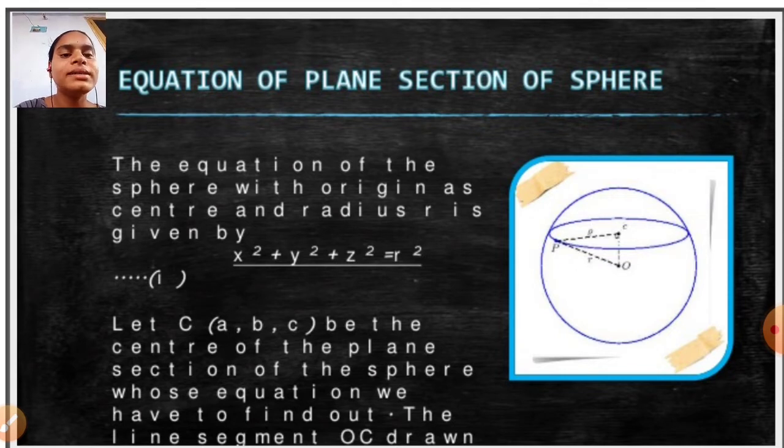Next, let C be the center, with coordinates a comma b comma c, of the plane section of the sphere, whose equation we have to find. That means we have to find the circle equation. The line segment OC, drawn from the center of the sphere to the plane, gives the perpendicular distance from the center of the sphere to the plane. That means C is the foot of the perpendicular from the center to the plane.